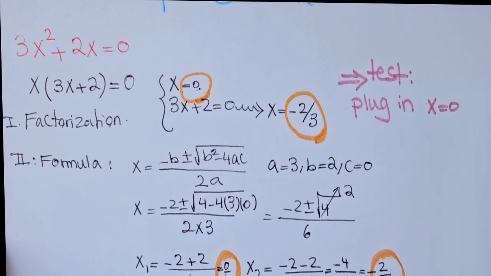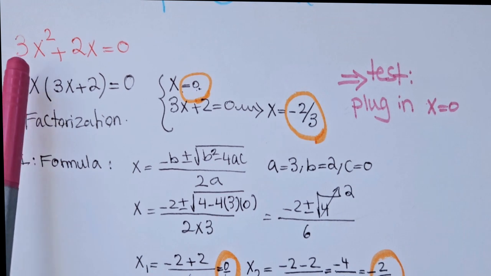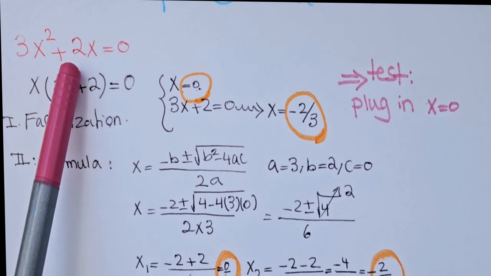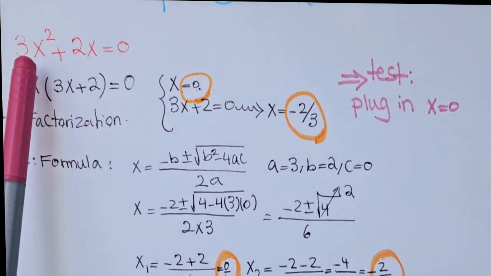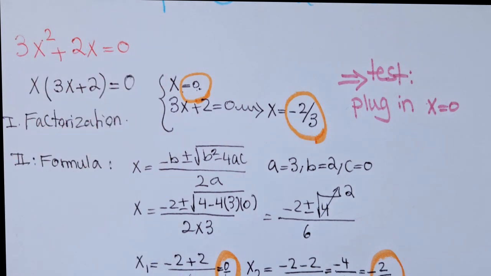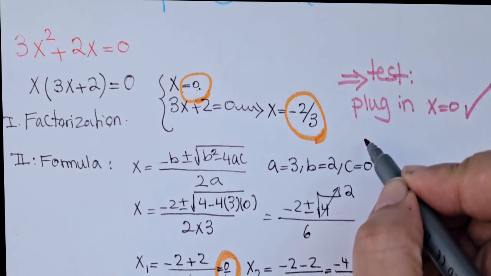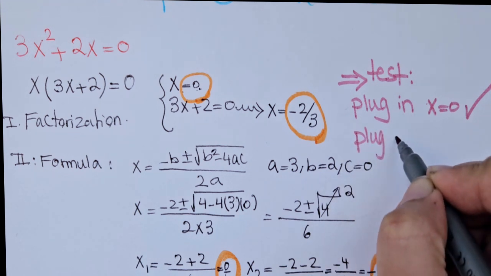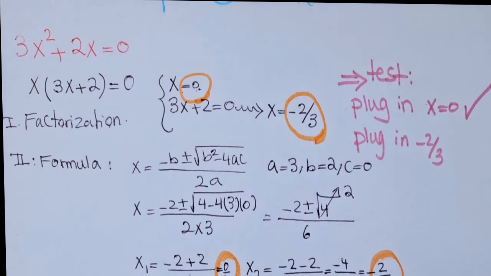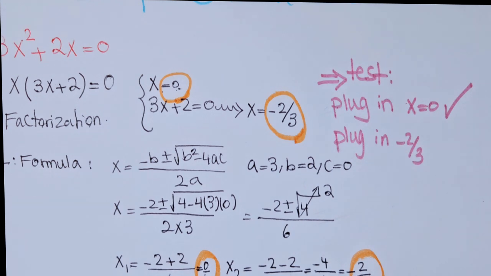If I plug in x equal to 0 in this equation, you will see that 3 times 0 squared is 0, plus 2 times 0 is also 0. 0 plus 0 is equal to 0. So x equal to 0 is definitely the correct answer. Now let's test the other one. Plug in negative 2 over 3, right? For this one, what I'll do is, now let's test the other one.